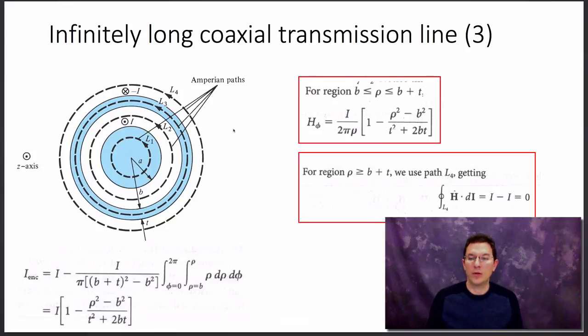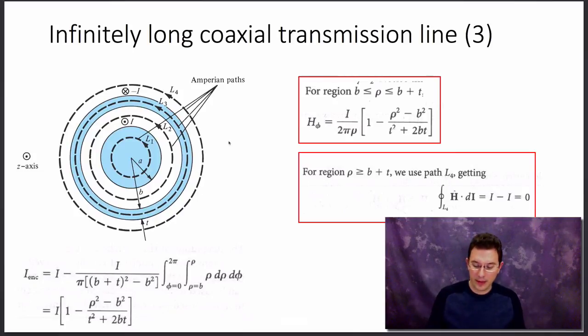When you solve that equation, when you integrate the magnetic field around the contour, you have to set that equal to 0, which implies that outside, H phi is in fact equal to 0.